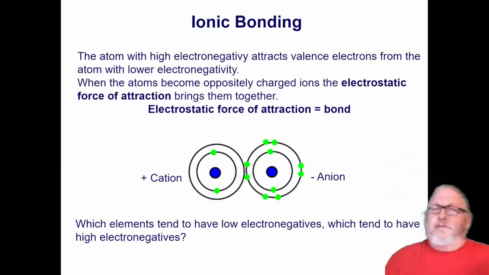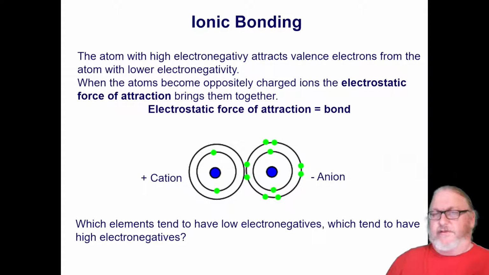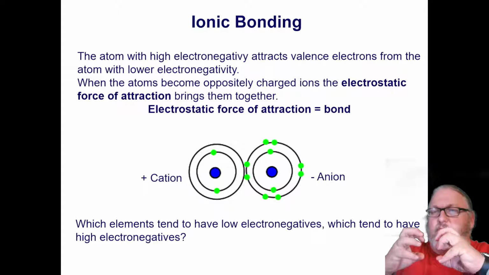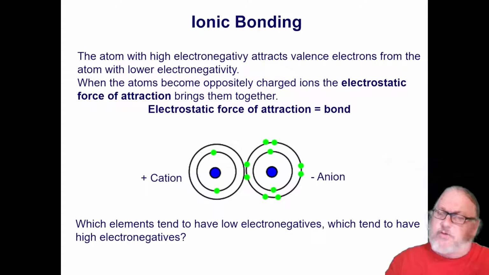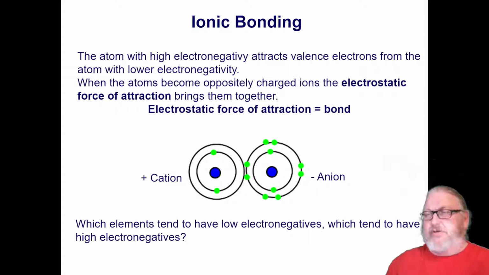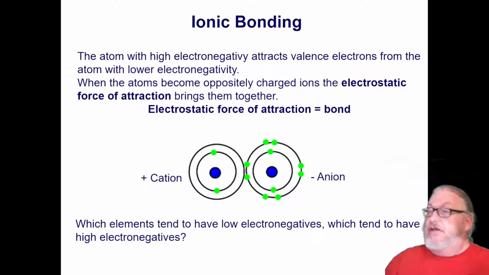So, the atoms with high electronegativity are going to attract valence electrons from the atoms with low electronegativity. When they become close together, that electrostatic attraction will bring them together and you have that bond. Now let's think: which elements are going to have low electronegativities and which are going to have high electronegativities? Well, we studied that in Unit 3. Of course, the nonmetals up near fluorine have a very high electronegativity. The metals have a much lower electronegativity.